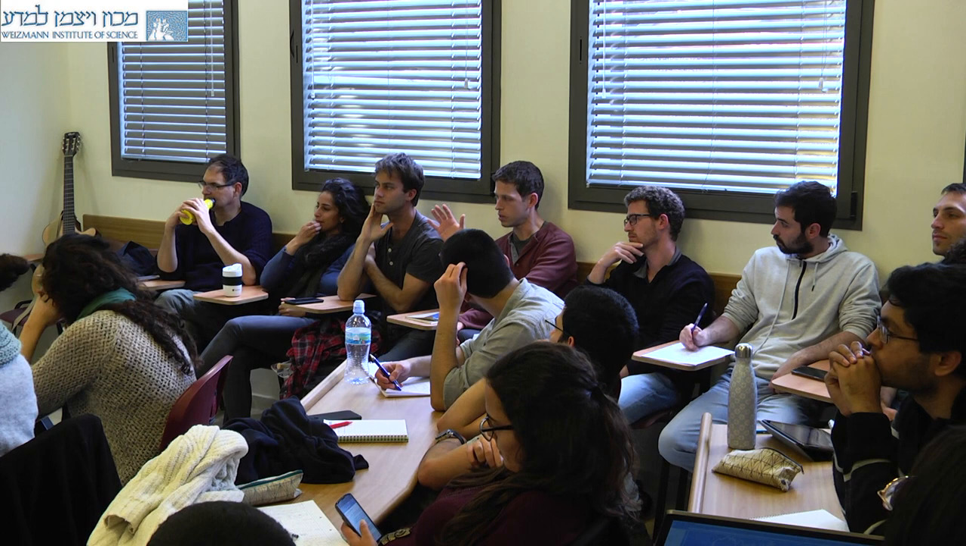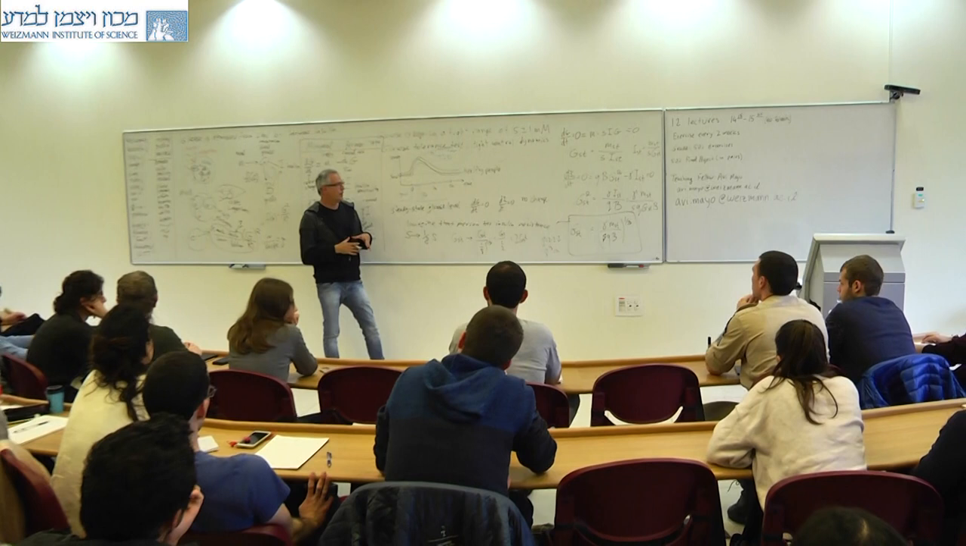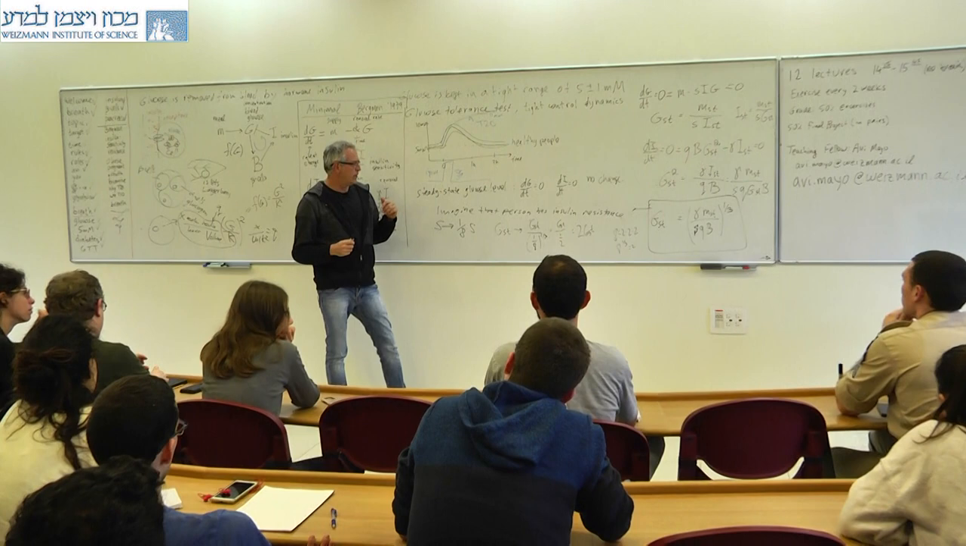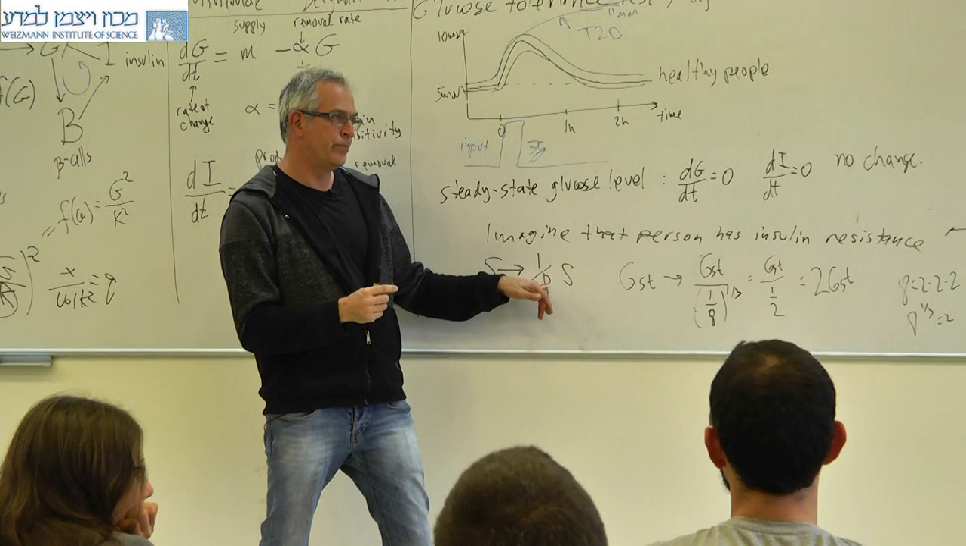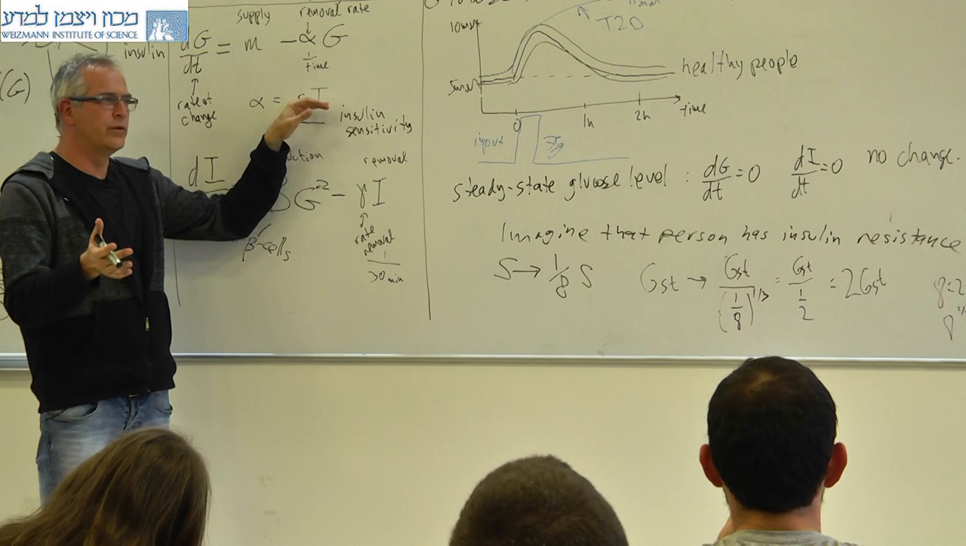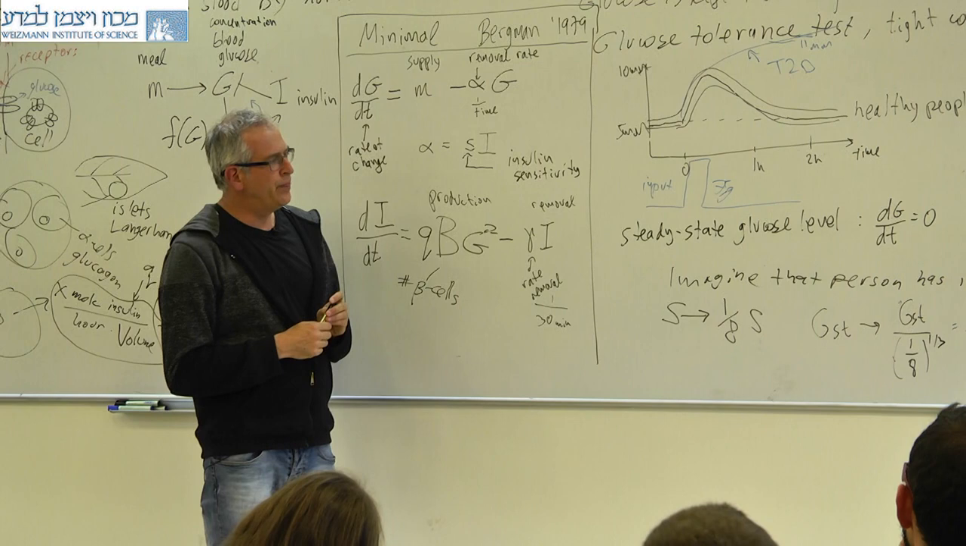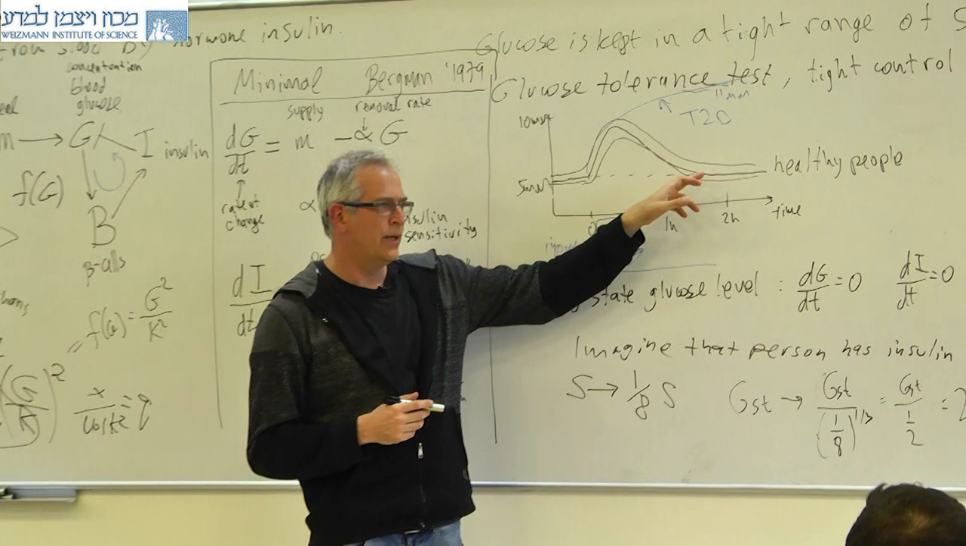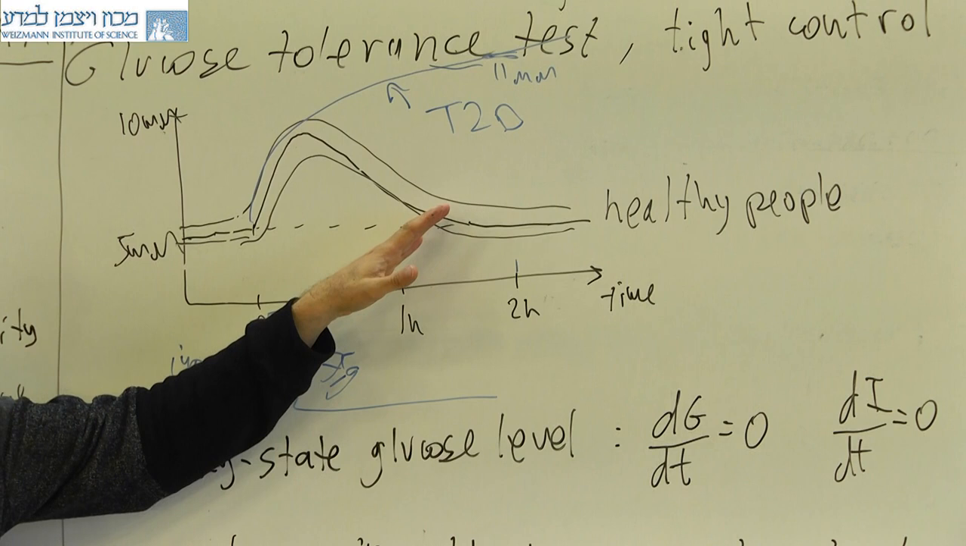Correct. So to repeat what I said before, people with obesity universally have insulin resistance. It means this parameter S is low, and a unit of insulin works less well at removing glucose from the blood. It could be 10 times less. And yet you look at their glucose, not only the steady state but the entire dynamics, and in most of them it looks like people without insulin resistance.